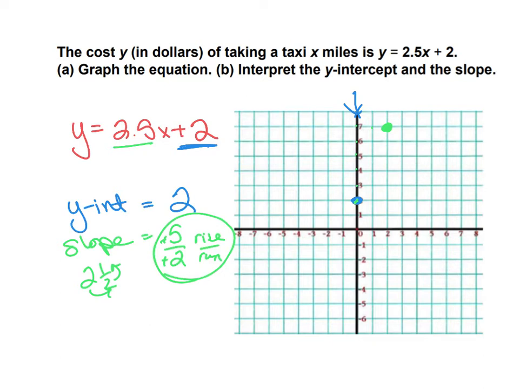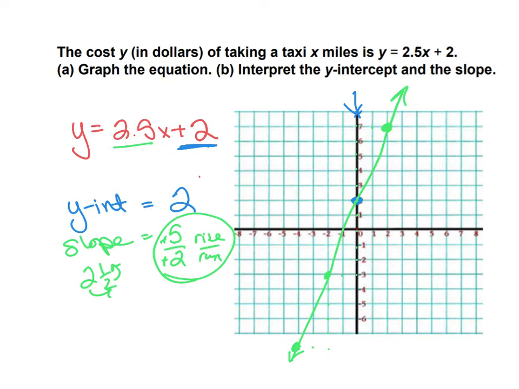Now, we're going to run out of room, so instead of going up 5 and to the right 2, we're going to go down 5, 3, 4, 5, and to the left 2. Let's do it again. Down 5, 2, 3, 4, 5, to the left 2. And here we now have our line. We're going to draw a straight line through all of those points.